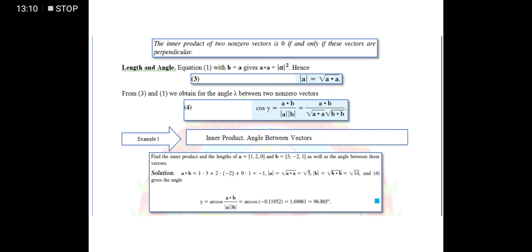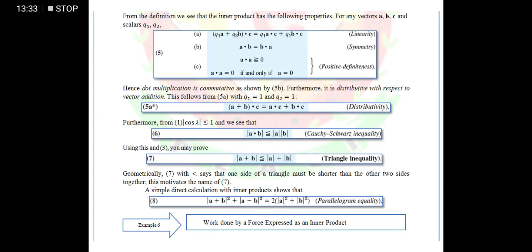So the magnitude of A and the magnitude of B, we will use them to find the angle between the two vectors using equation number 4. So, here is equation number 4. So we can now get the angle, which is 96.865 degrees.